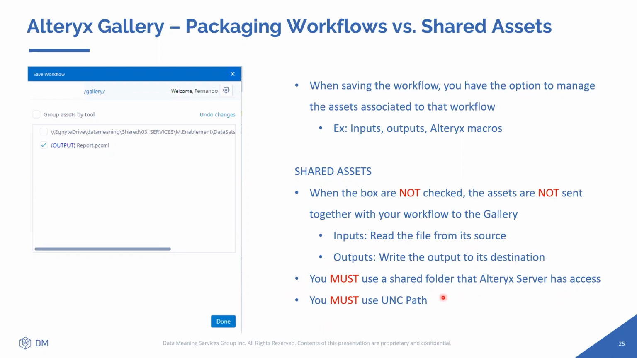And also, when you are saving that to your gallery, it must be a UNC path. That means it's not your own drive. It's going to be a network path, similar to this. So it can be the name of your share folder, it can be the IP of your share folder. It really doesn't matter, but it's basically like this.